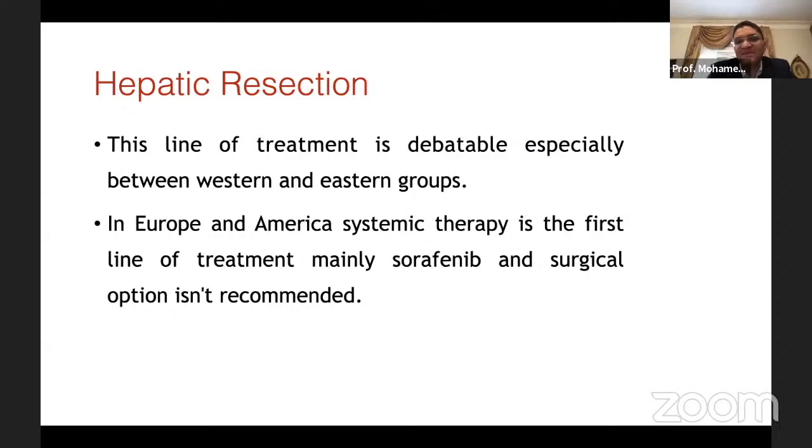Hepatic resection. This line of treatment is debatable, especially between Western and Eastern groups. In Europe and America, systemic therapy, especially Sorafenib, is the first line of treatment, and the surgical option isn't recommended.